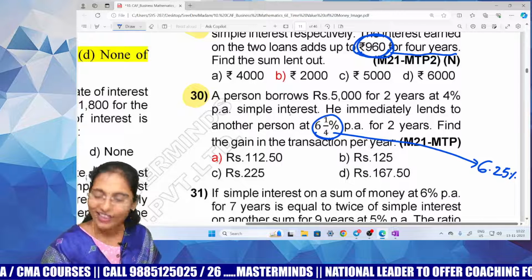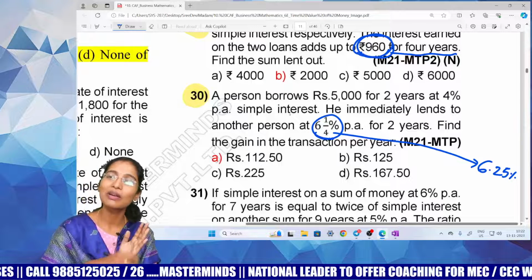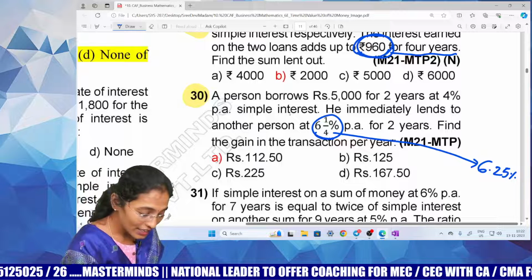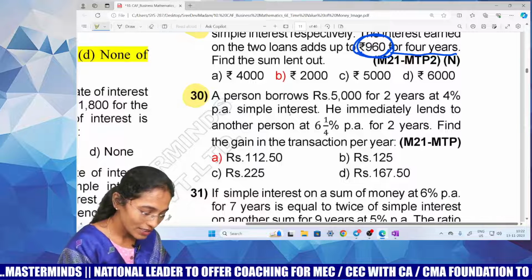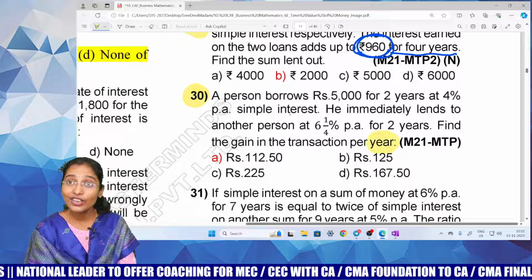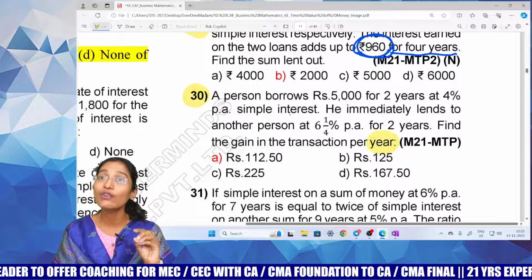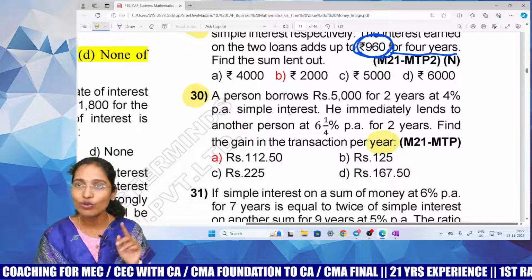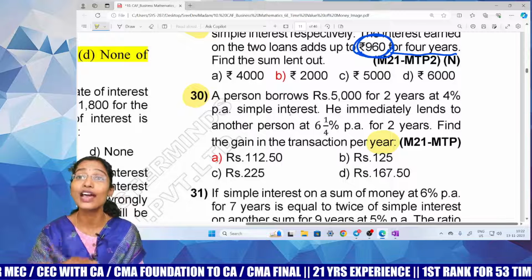So he's a very intelligent guy. He took it as a loan from someone else and he immediately lends it to someone else, right? So what is the gain in the transaction per year? Please read out the question thoroughly. What is the gain in the transaction per year? Here the money was lent for how many years? 2 years. Though it is for 2 years, I don't bother even if he takes the money for 3 years or 4 years. I bother about the answer only.